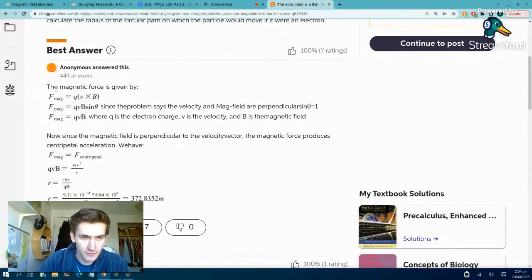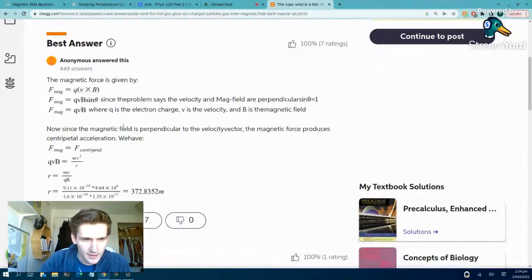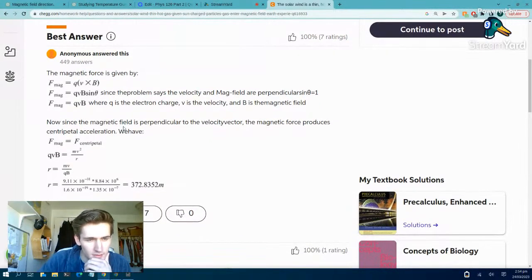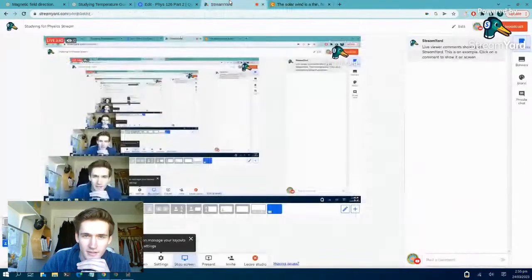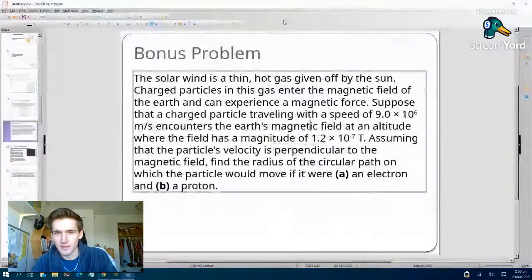Okay, so the magnetic force is given by QVB. We got that. Okay. Centripetal force equals mv squared over r. Okay, that's right. All right, I know exactly what to do.